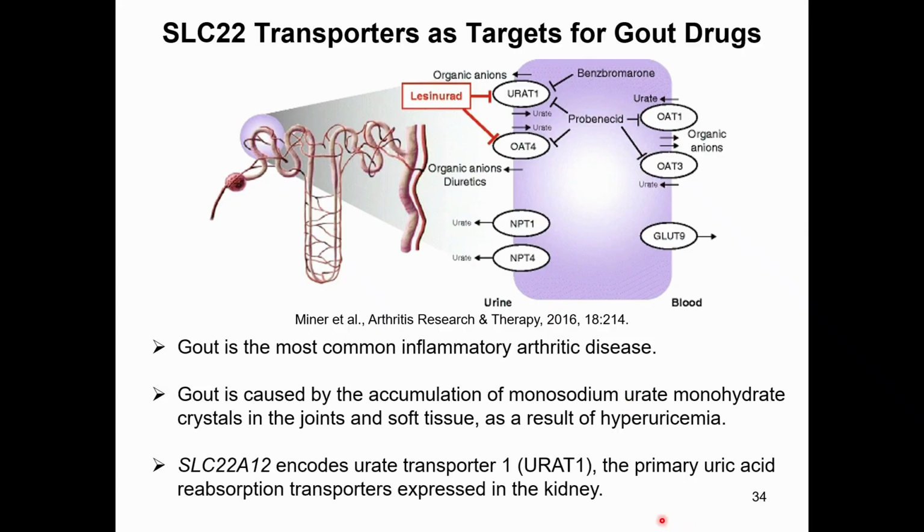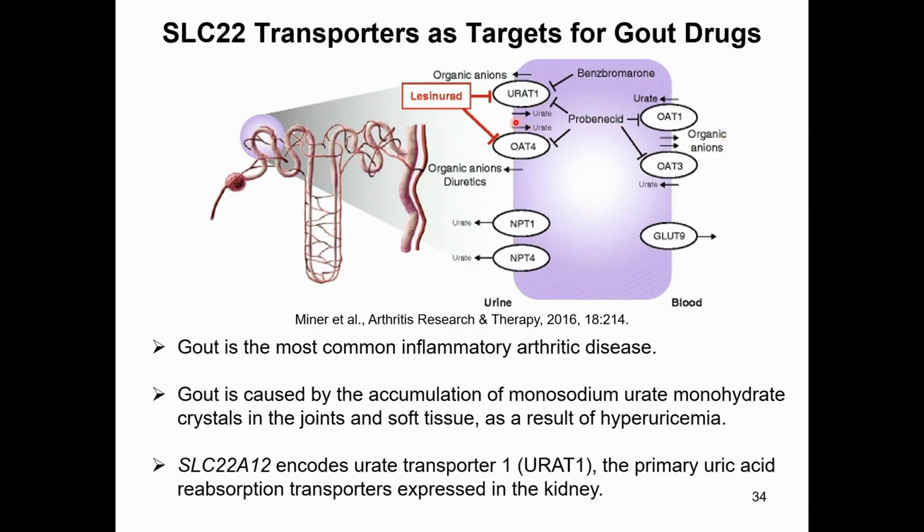And so SLC22A12, also called URAT1, is actually the uric acid transporter in the kidney, okay? What this thing is doing in the kidney is scavenging uric acid out of the urine and putting it back into the bloodstream, okay? So there are drugs that have been developed that can inhibit this reuptake of urea from the urine into the kidney and hence into the blood after that.